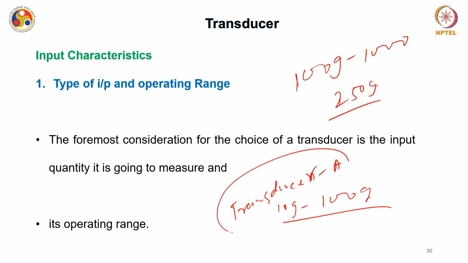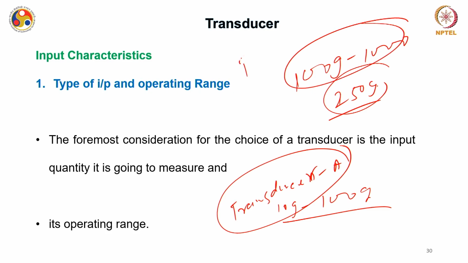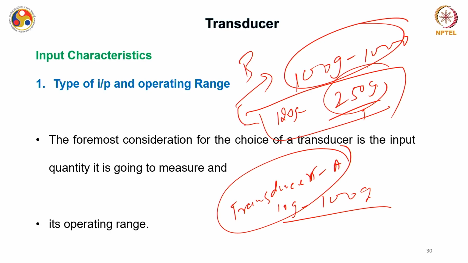Now I have a transducer which can measure the force. I have another transducer, B, which can also measure the force, but our intended range of the application is around 120 g to 250 g. Now I have a choice between two transducers which can measure different forces, but if I know the specification sheet or the data sheet of the transducer, I will go with transducer B. So not only is the input quantity a consideration for the choice of the transducer, but also its operating range, which we called span in module 1.